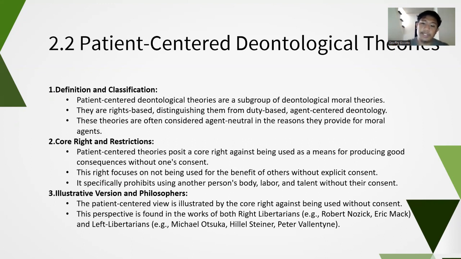So, what are the core and restrictions? At the heart of the patient-centered deontological theories lies a core right: an individual's right against being used merely as a means for producing positive consequences without their explicit consent. This right extends to various aspects, including the prohibition of using another person's body, labor, and talents without their agreement.